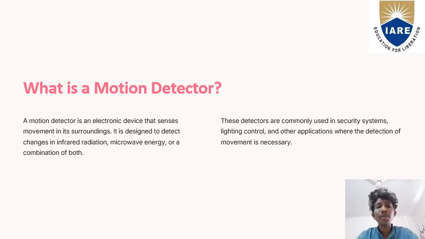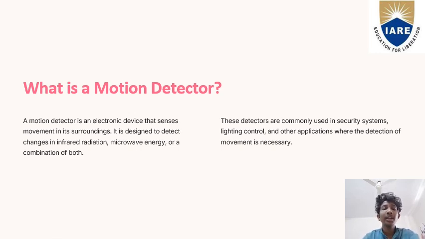Motion detectors are commonly used in security systems to detect unauthorized entry or access. Light control: to turn on lights when someone enters a room or area. Automatic doors: to open the doors when someone approaches. Home automation: to control various devices such as the thermostat or entertainment systems.